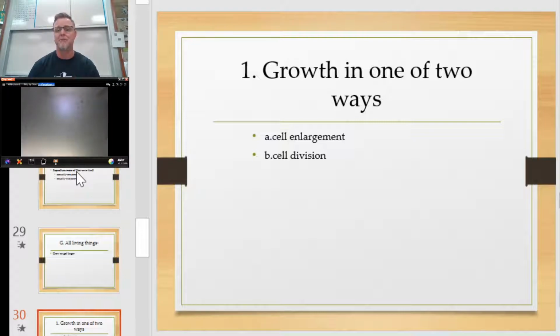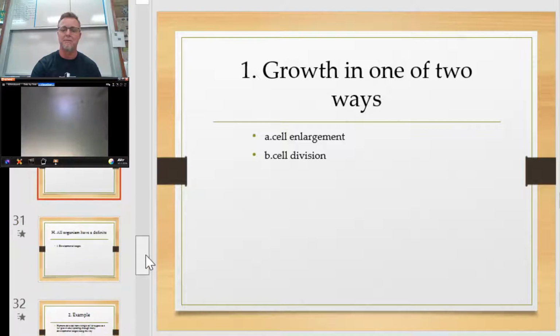Cell division comes in the form of a process called mitosis. In certain cells of your body, that process is called meiosis. We'll learn about those in a later chapter. So you can grow by cell enlargement or cell division.